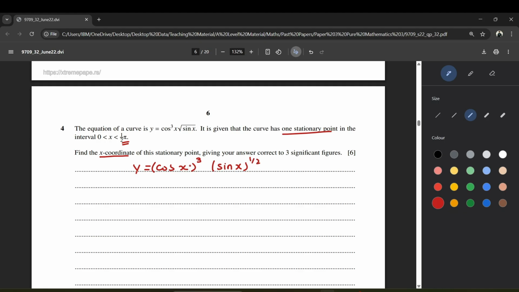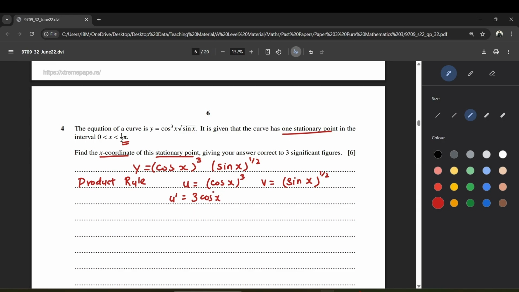So in order to find the stationary point, we need to find dy dx. That means we have to differentiate it. So when you have a product of two functions, when two functions are multiplied with each other, then we use the product rule. Okay, so u is equal to cos x whole cubed, and v is equal to sine x to the power half. U dash will be, so 3 will be multiplied.